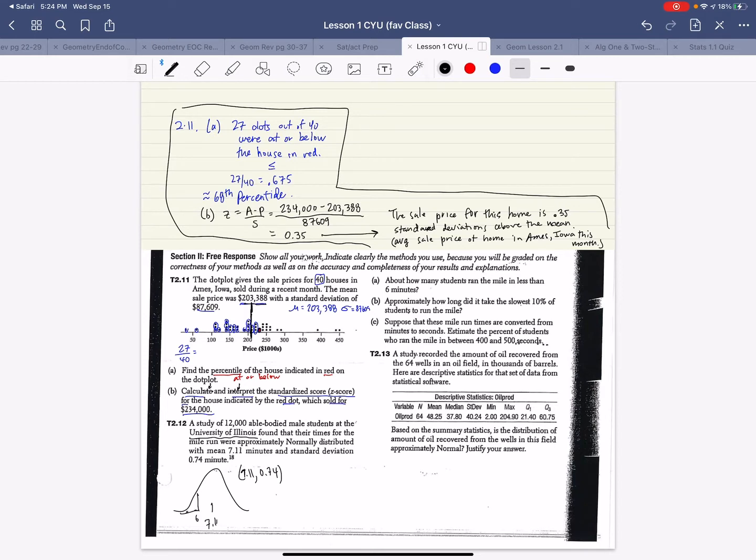Okay, this is a lot like our review sheet, isn't it? So we want to do it by hand, right? 6 minus 7.11 over the standard deviation.